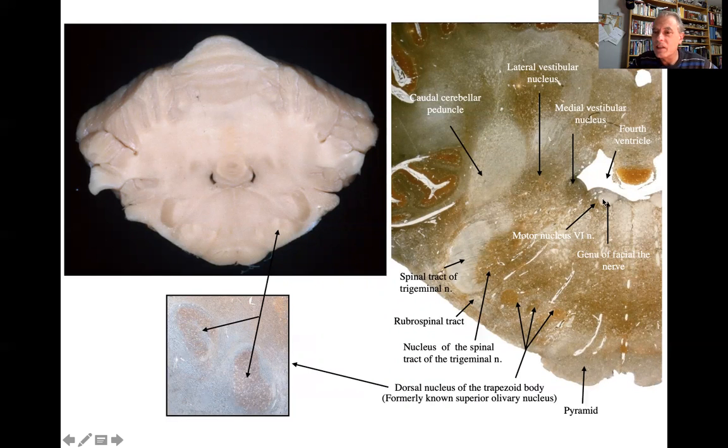And here the genu of the facial nerve, because the facial nerve goes around the motor nucleus of the abducens cranial nerve and forms the internal genu of the facial nerve, and then leaves here between the rubrospinal tract and the spinal tract of the trigeminal nerve. The facial fibers leave here.